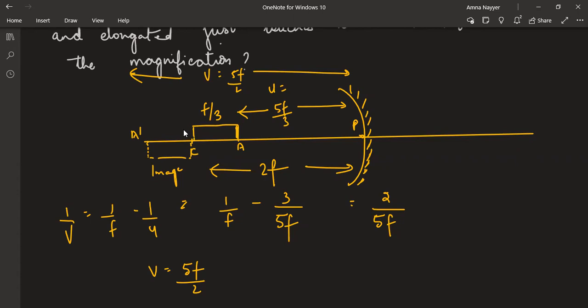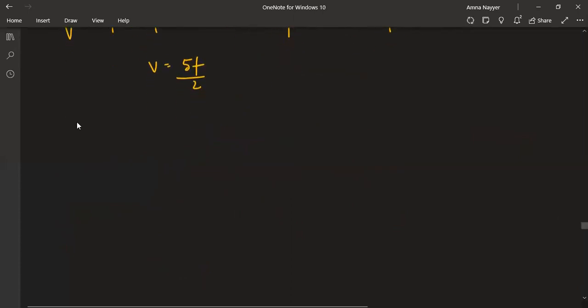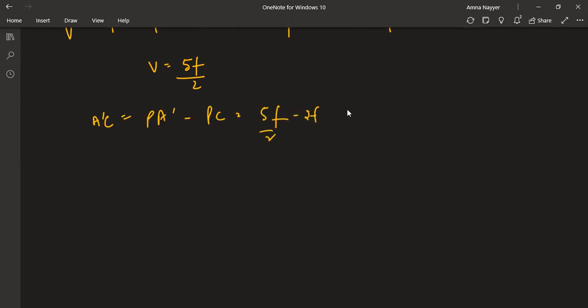Now you have to find the length of the image. Length of image was asked, no? What will be the magnification? For magnification, you have to have the length of image. So what will be this? This entire is 5F by 2. This part is 2F. So subtract 2F from here, you will get this remaining part. This value of A dash C will be simply PA dash minus PC, that is 5F by 2 minus 2F, that makes it F by 2.